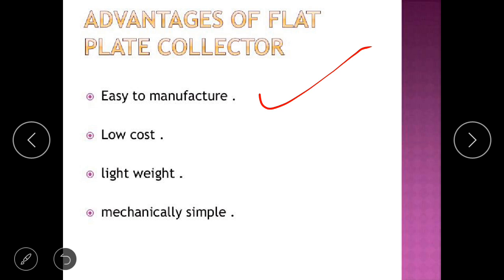Advantages: first, easy to manufacture; second, low cost; third, lightweight; fourth, mechanically simple.